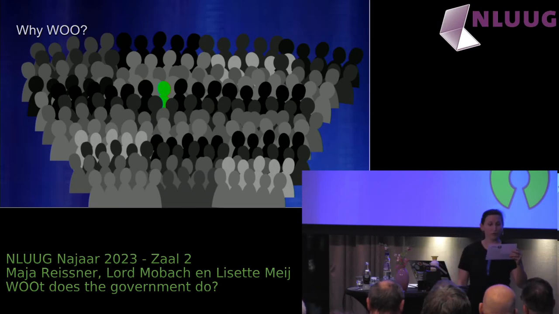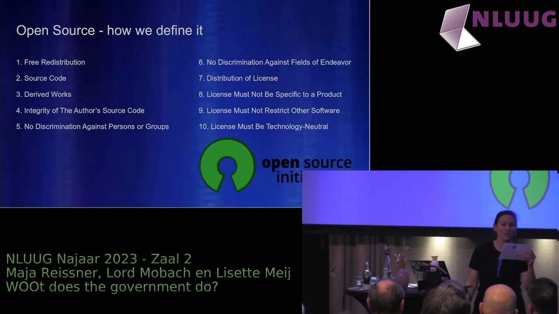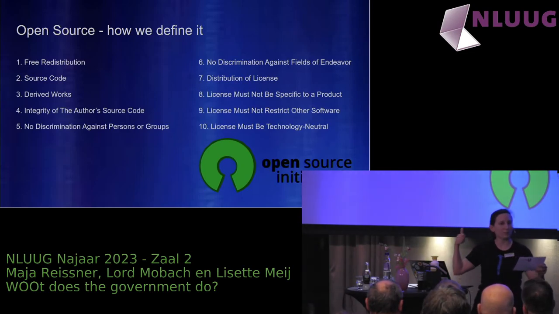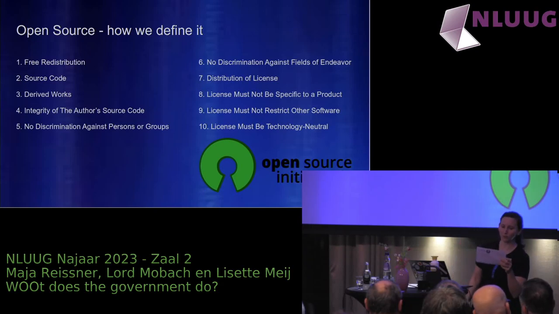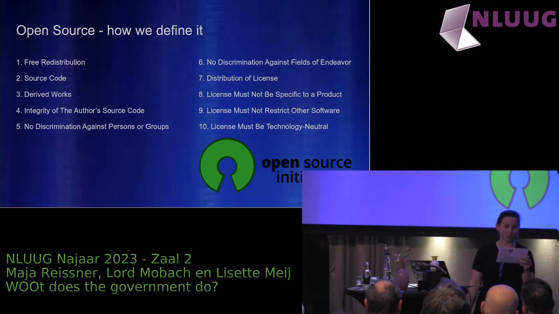The license shall not restrict any party from selling or giving away the software as a component of an aggregate software distribution containing programs from several different sources. The license shall not require royalty or other fee for such sale. And I already imagine it in the Monty Python style. The second one is even longer, and I have a shortened version of it that I will also just read to you. The program must include source code and must allow distribution in source code as well as compiled form.